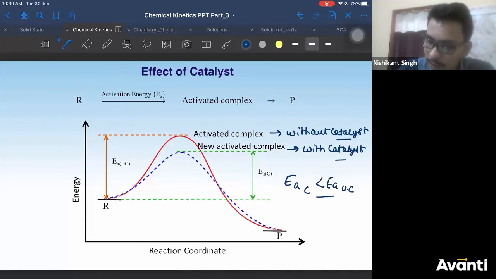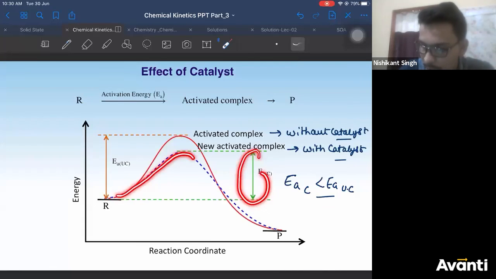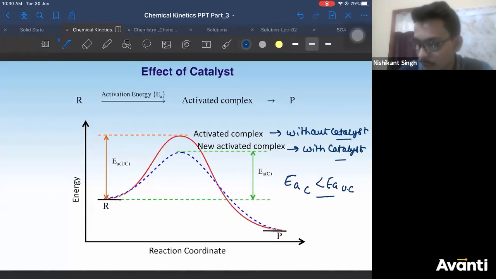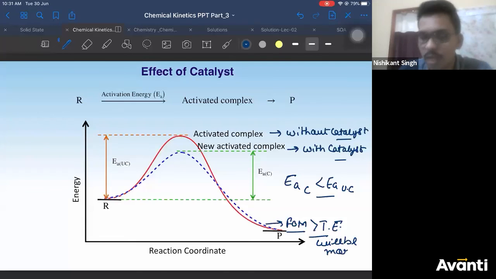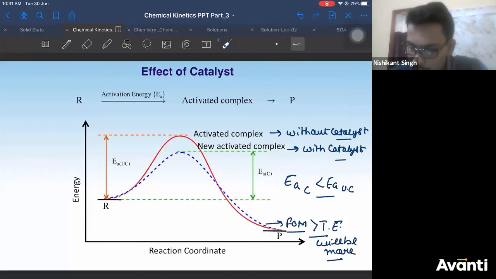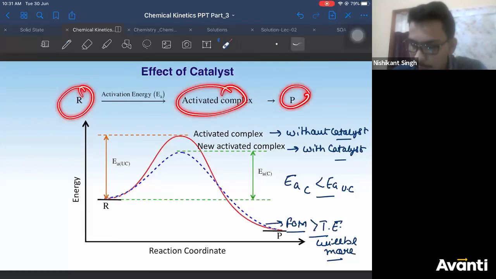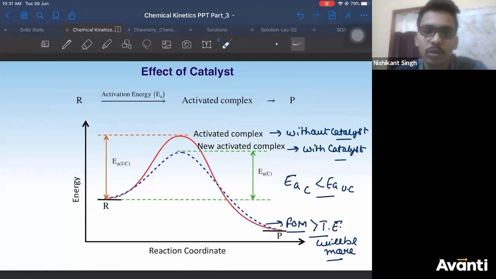So since the catalyst decreases the activation energy, more molecules can cross the barrier. More molecules crossing the barrier means the fraction of molecules having energy greater than threshold energy will be more. Hence, rate of reaction will be more, right? So this is the effect of catalyst. Reactant, activated complex, product. The energy of the activated complex is decreased by the catalyst. That's all the function of a catalyst.